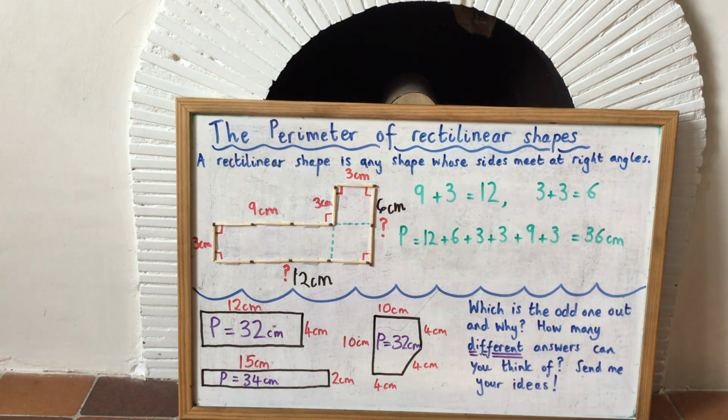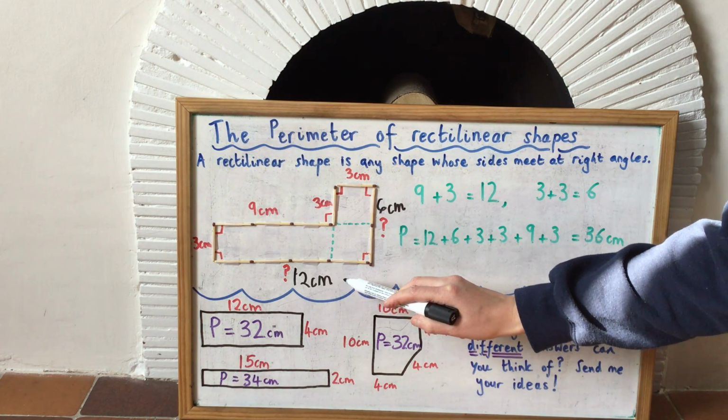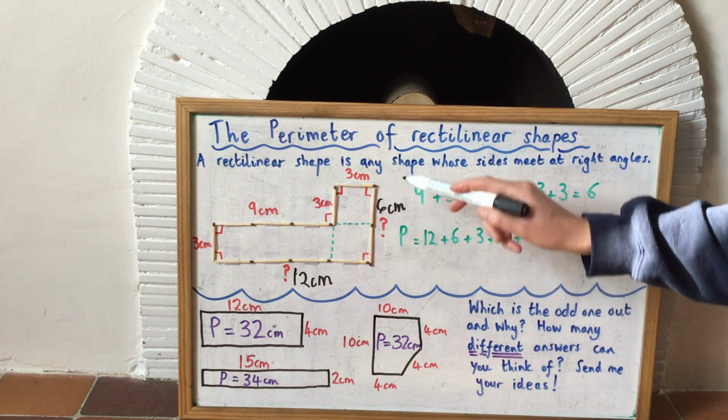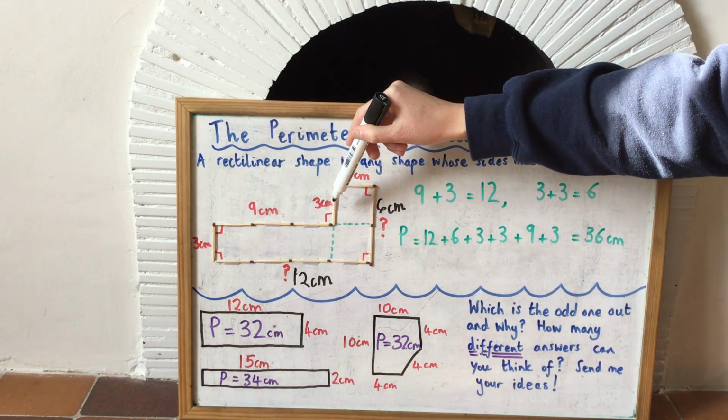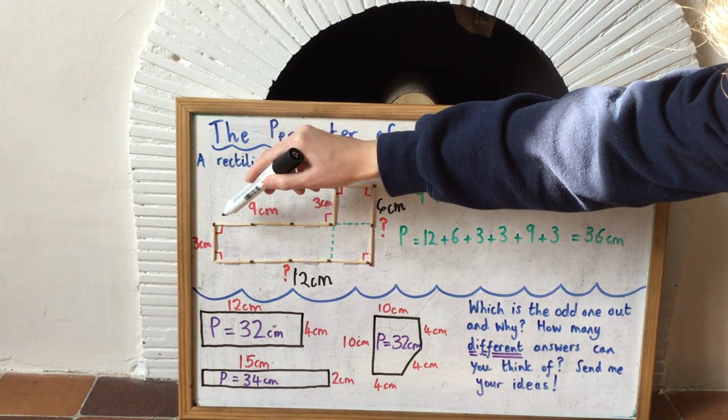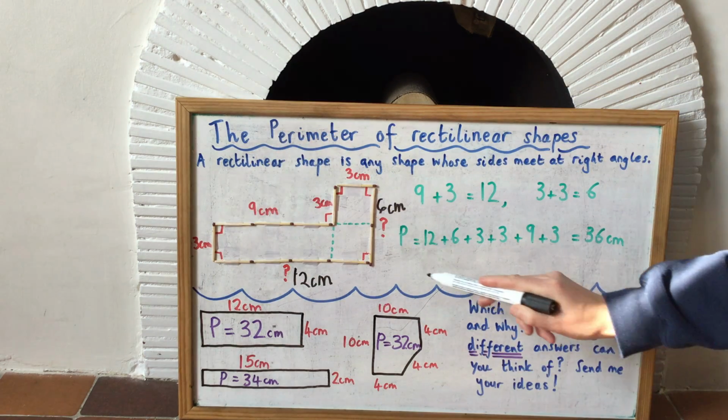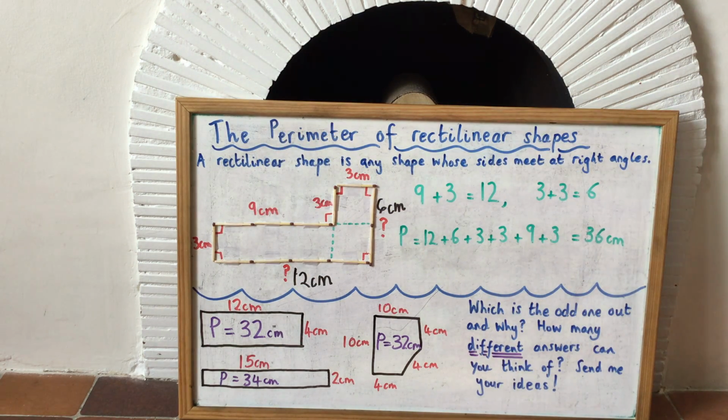Now I've got all of the lengths of the sides, I can now work out the perimeter, which is the distance all the way around the edge. So I'm going to do a big long addition sum to try and work that out. So I'm going to do 12 centimetres plus 6 centimetres plus 3 centimetres plus 3 centimetres plus 9 centimetres plus 3 centimetres. I've written out my sum there, and what you will find is that the total is 36 centimetres. So the perimeter of this rectilinear shape is 36 centimetres.